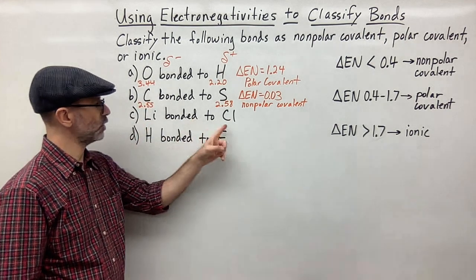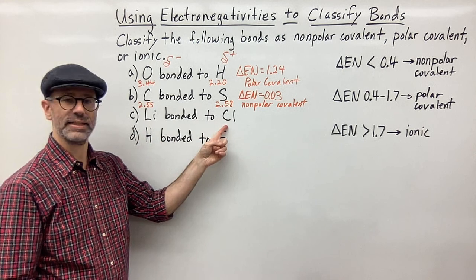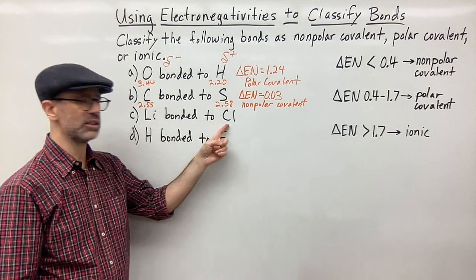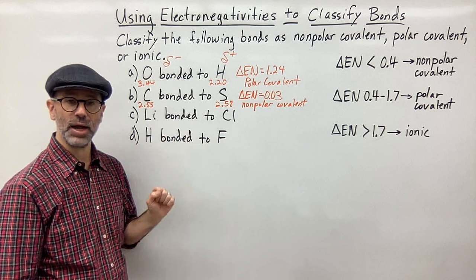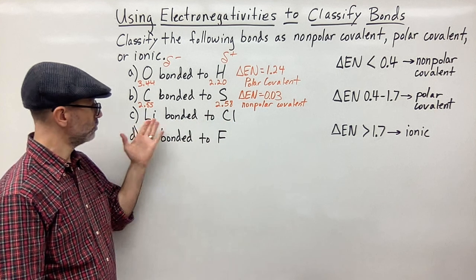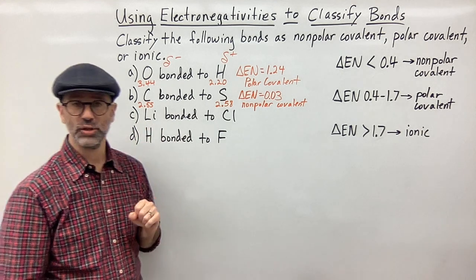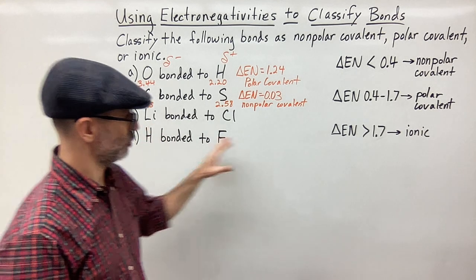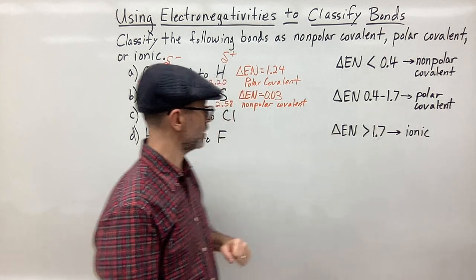Now let's look at C. We have lithium and chlorine. So lithium is a metal, chlorine is a non-metal. So we would expect this to be ionic because we get ionic bonds from metals and non-metals because of a complete transfer of electrons. So let's go ahead and look at this and see if we're right. So if it's ionic, the electronegativity difference should be greater than 1.7.